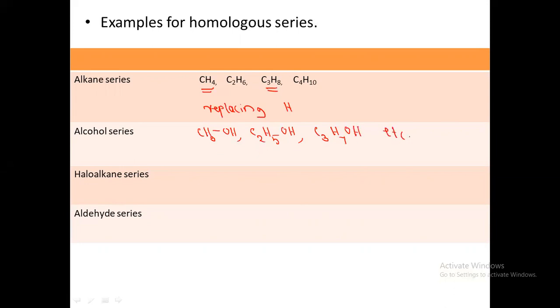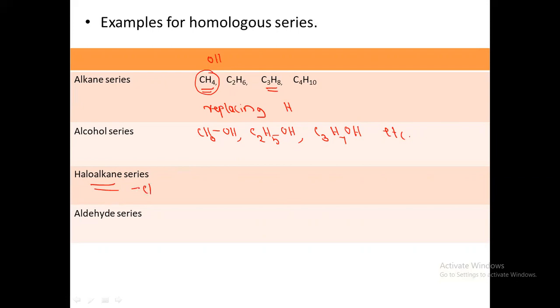So that's the one carbon alcohol, two carbon alcohol, three carbon alcohol. So you can easily write the series just by replacing one hydrogen with the functional group, whatever the functional group be. Suppose I want to write a haloalkane series. For example, I want chlorine.